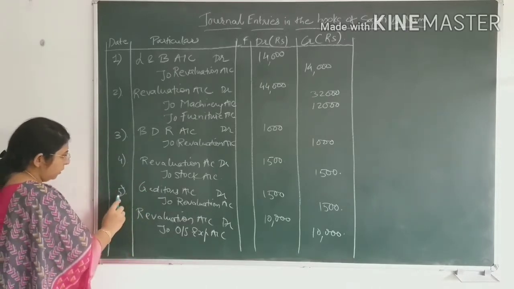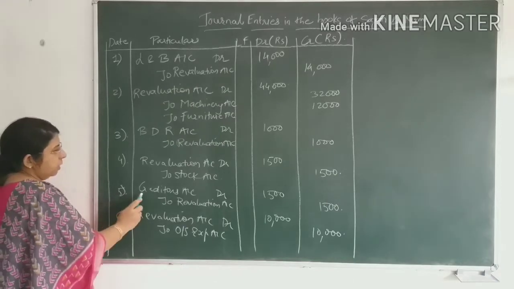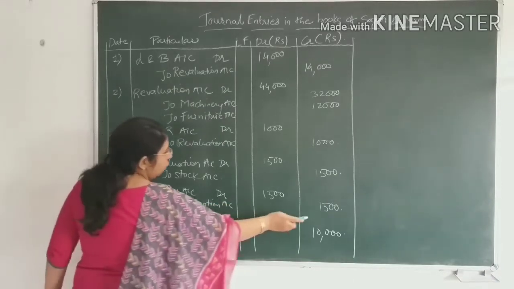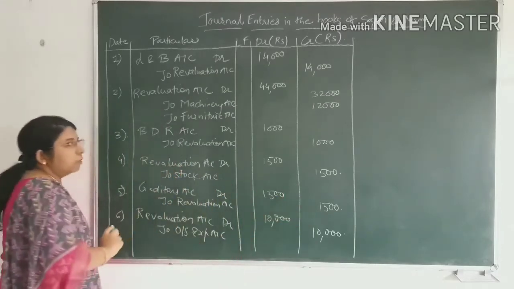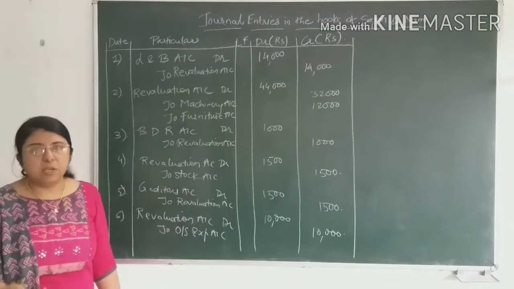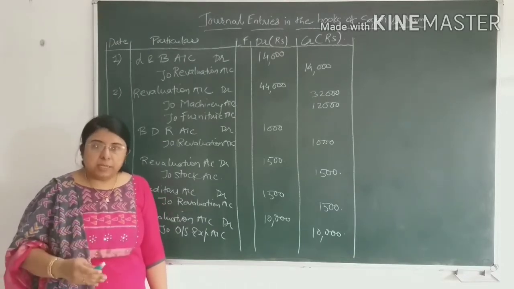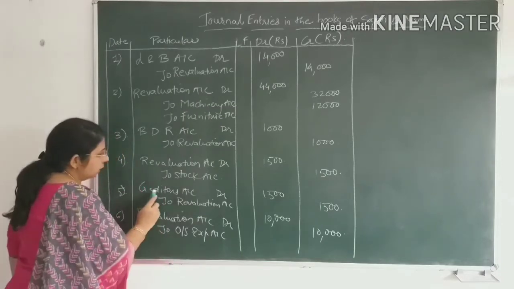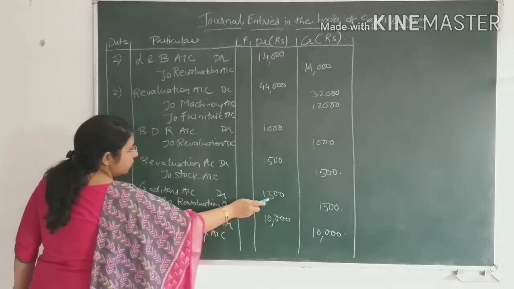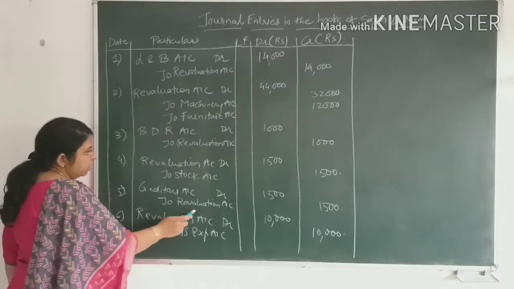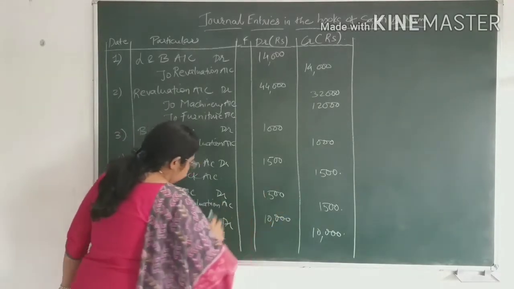So the next entry you can see on the board, that is fifth entry, creditors account debit 1500 to revaluation account credit 1500. Creditors, you know, is a liability. Liability always has a credit balance. If the liability is decreased, then the opposite effect of credit, that would be debit. So creditors account is debited over here by rupees 1500, and as profit occurs due to decrease in liability, revaluation account will be credited over here.